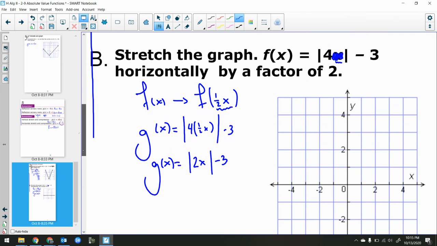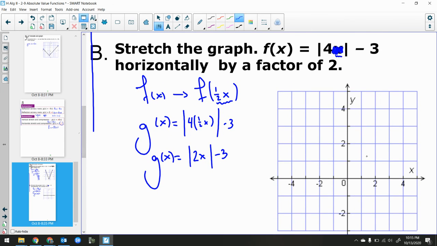So let's take a look here and see what happens. Make sure that it stretches horizontally. Let's pick a quick table of values here. Let's pick again, -2, -1, 0, 1, 2. Plugging in -2, that would be -4, turn +4, -3 is 1. Plugging in -1, I get -2 turns +2, -3 is -1. 0 turns to -3. 1 turns to -1, and 2 is +1. So the points are -2, 1; -1, -1; 0, -3; 1, -1; and then 2, 1.